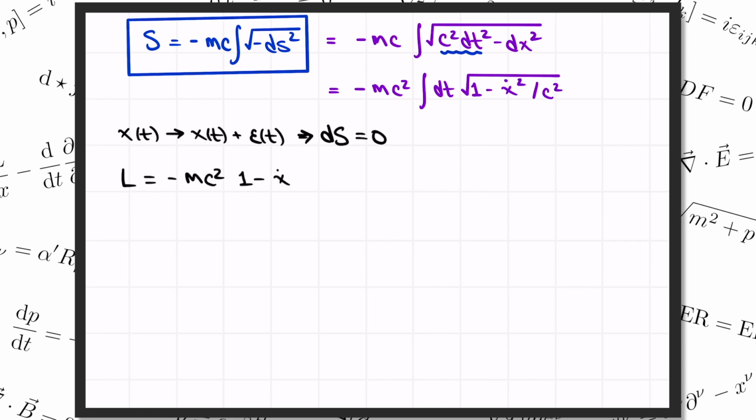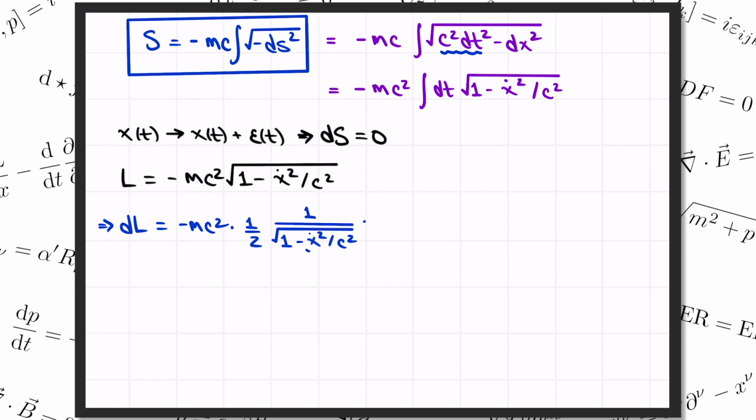Here's our Lagrangian in this case. When you make a tiny change in x, the resulting change in L is minus mc squared, and then we take the derivative of this square root. That gives us 1 over the same square root times a factor of half. Then we take the derivative of the thing that was inside the square root. That's minus 2 times x dot over c squared. And finally, we multiply it by the change in x dot, which is d epsilon by dt.